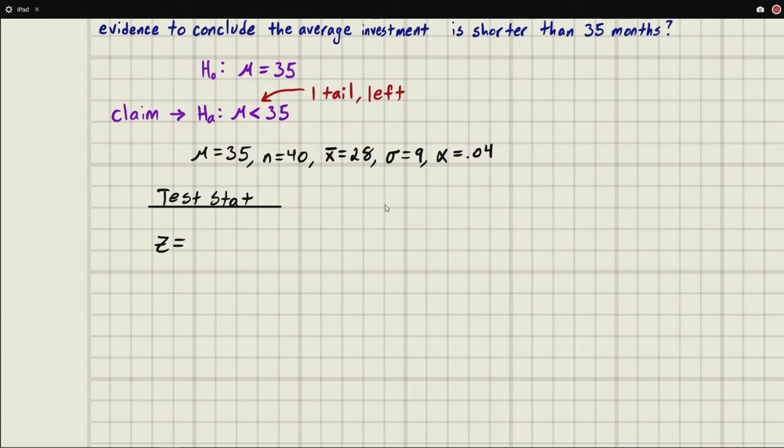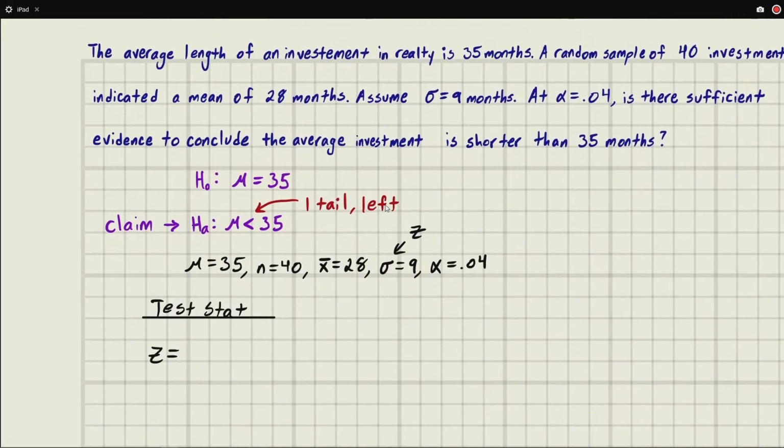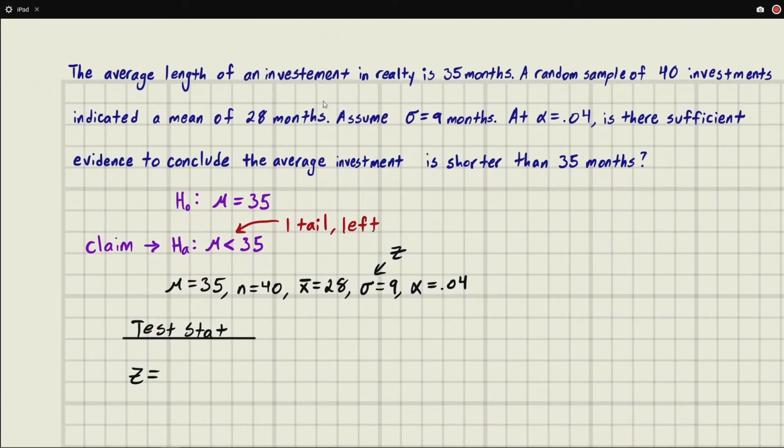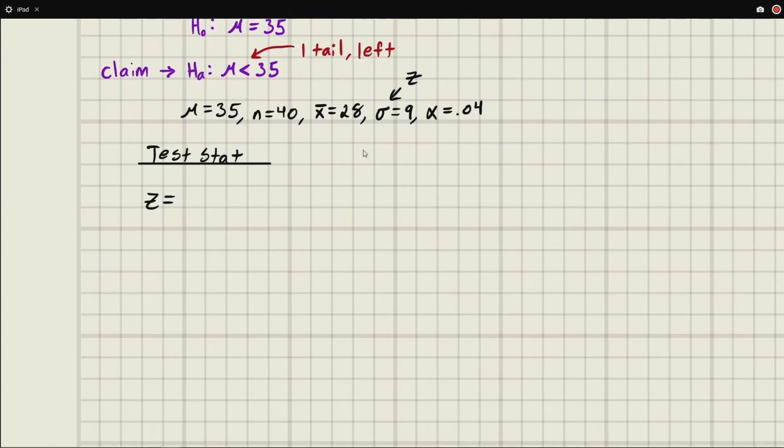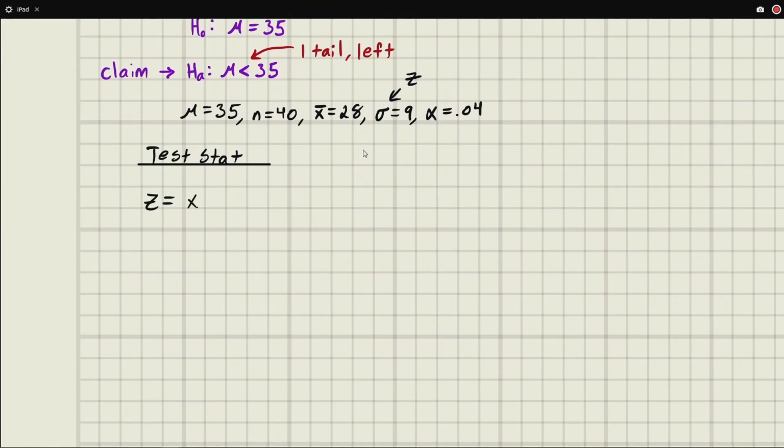It's a z-test, because we are given sigma. Our sample size is 40, which is greater than 30. Normally we also like to see the words that the distribution is normally distributed, which aren't included here, but we have a large sample size and we know the population standard deviation. So we're going to use a z-test, and that's going to be x bar minus mu over sigma divided by the square root of n.